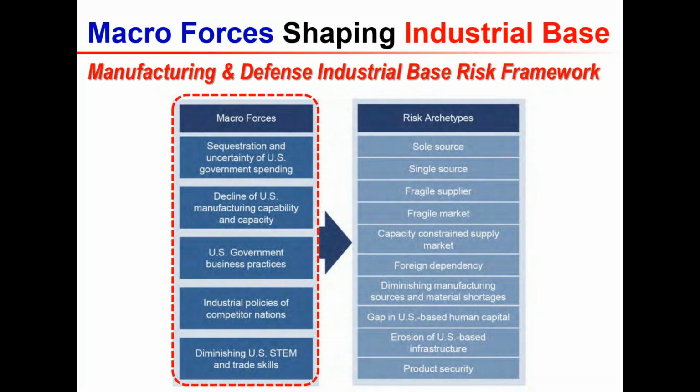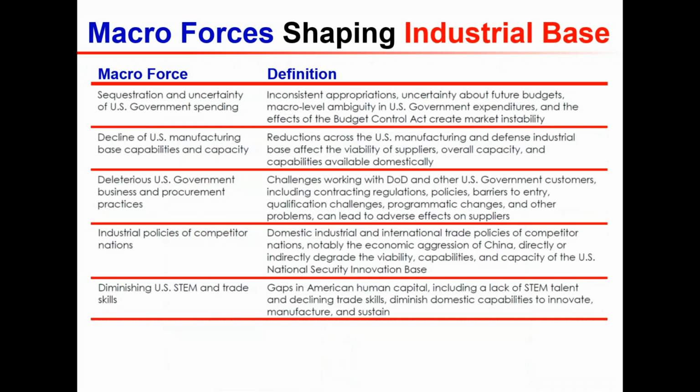We're going to go through each one of the 5. If you look at the report, and I encourage you to look at it in more detail, there's a chart describing each of the 5 macro forces. Number 1 was the sequestration and uncertainty of U.S. government spending. Number 2 is the decline of U.S. manufacturing-based capability and capacity. Number 3 was deleterious U.S. government business and procurement practices. Number 4 was industrial policies of competitor nations, so what our competitors were doing. And finally, diminishing U.S. STEM and trade skills.